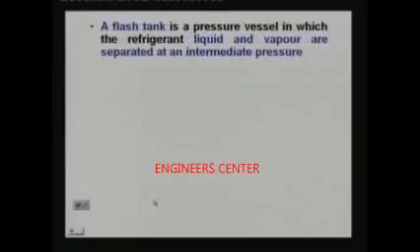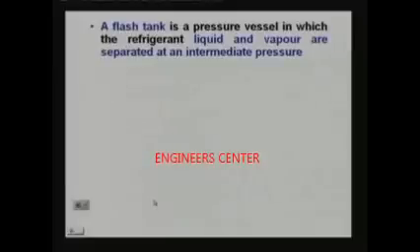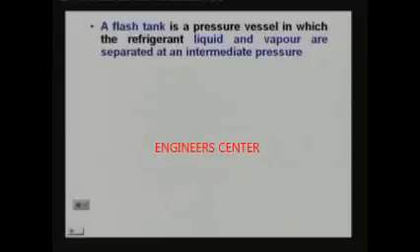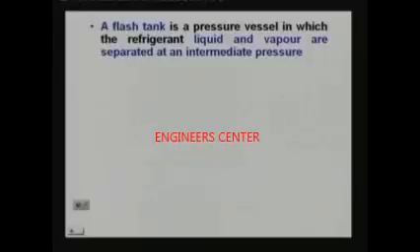A flash tank is a pressure vessel in which the refrigerant liquid and vapor are separated at an intermediate pressure. So it's basically a pressure vessel where liquid and vapor are separated, and this operates at a pressure intermediate between the evaporator and condenser.